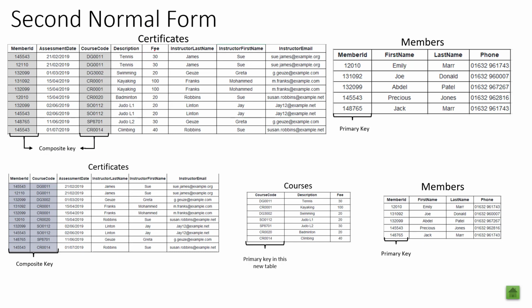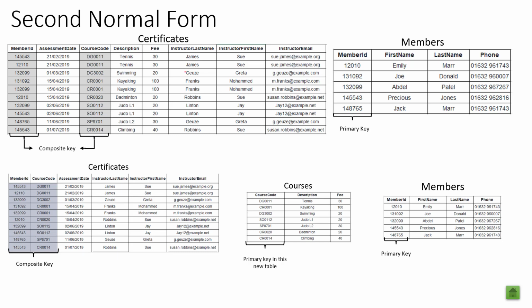Let's have a look at fee now. Fee is also dependent on the course code. And again, wherever you see something like SO0112, you will always see 20. If you look at CR0001, you will always see £100. So that means that the fee is dependent on the course. And that makes sense, because you've got a course code, you've got a description of what that course is, and then you've got the fee that you pay to go on that course. And in my head, logically, they link together.